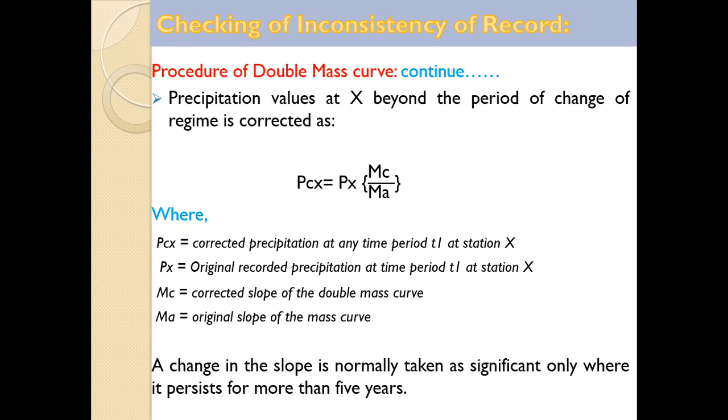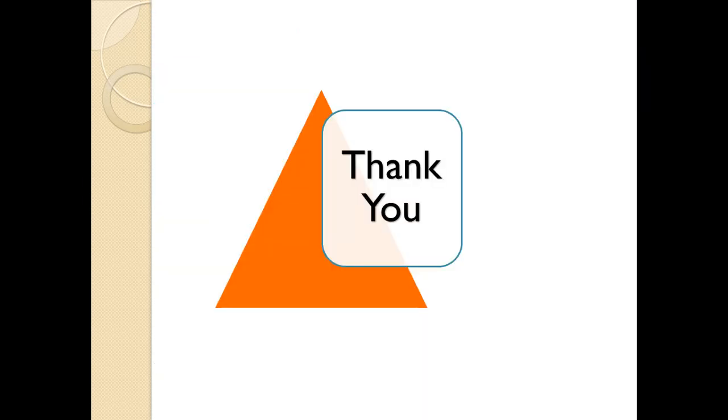So this is all about inconsistency in the record, checking for inconsistency of the record, or plotting the double mass curve, one and the same. Most of the times in the exam a short note is asked: how to check the inconsistency of record, or what is inconsistency of record, or what is consistency of record, or what is double mass curve. It is one and the same. So hope you understood it 100%. Thank you. This topic is completed.